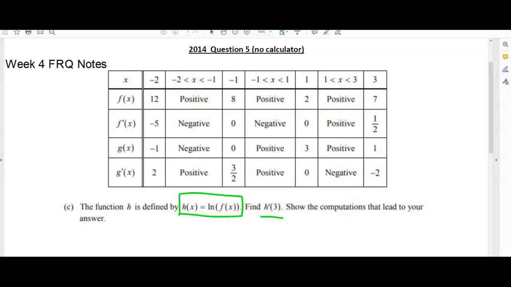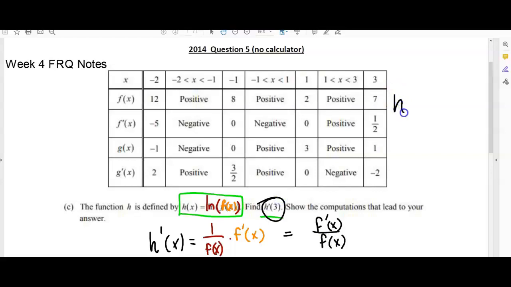Okay, so this is a composite function. I have ln as my outside function, and I've got f of x as my inside function. So if I want to find h prime of x, the first thing I'm going to do is take the derivative of the outside. When you take the derivative of an ln function, it's 1 over whatever the inside is. In this case, my inside is f of x, times the derivative of the inside. The derivative of f of x is f prime of x. So if we were to simplify this, h prime of x is equal to f prime of x over f of x.